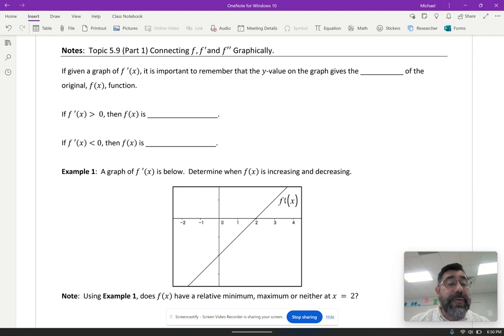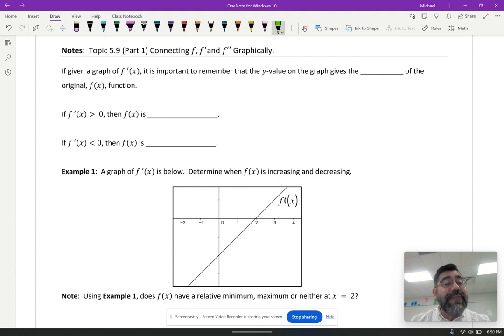And so, just as a reminder, if they give you the graph of f prime, remember that the y value on the graph of f prime gives the slopes of the original function f of x, right? And so when I'm looking at a graph of f prime, if the y values of f prime are positive, that's where the original function has positive slopes. And if the y values of the f prime graph are negative, then that's where the original function has negative slopes.